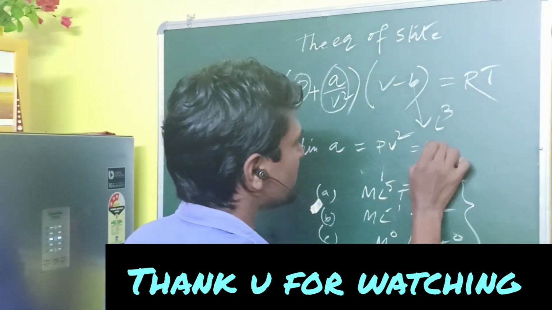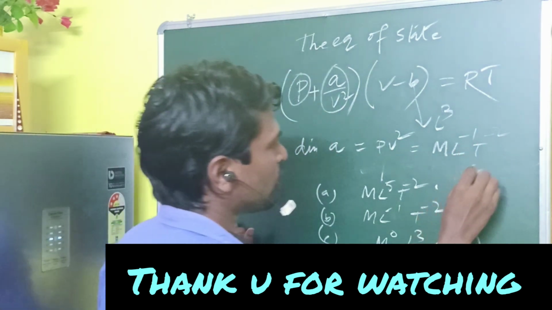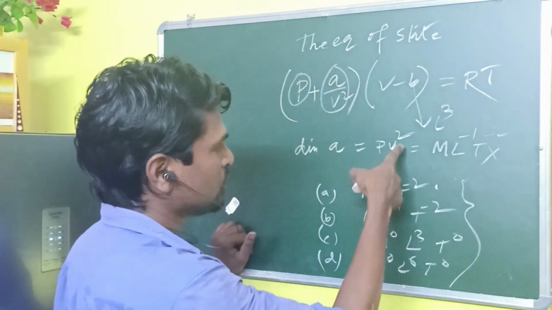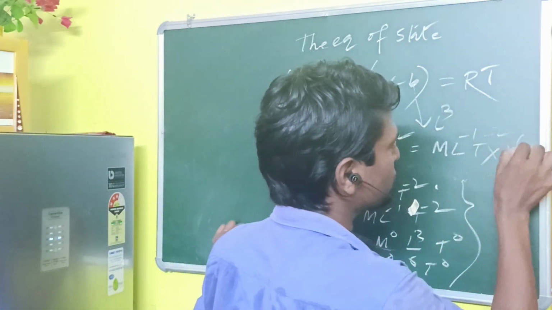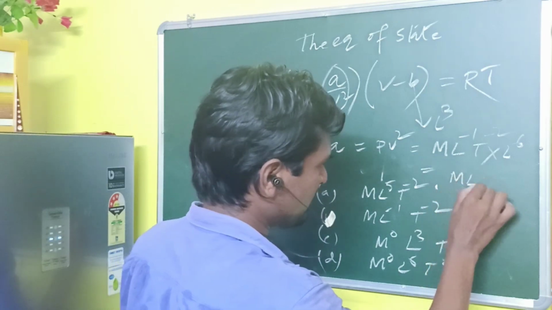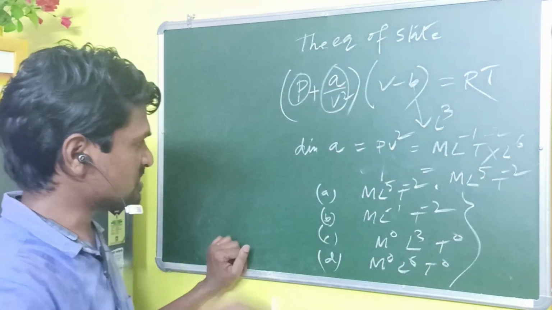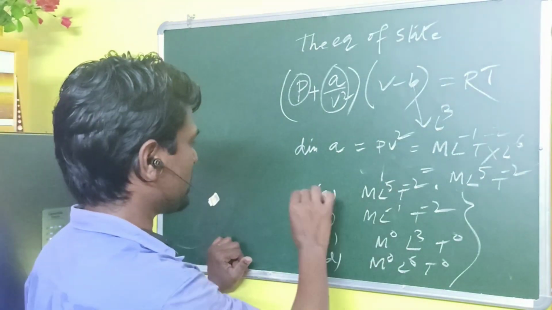So P means M L minus 1 T minus 2, pressure, and volume means L cube. So L cube square, so L to the power 6. So the dimension is M L to the power of 5 and T minus 2. So where is the answer? M L 5 T minus 2 is the answer.